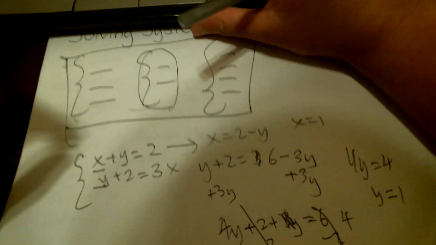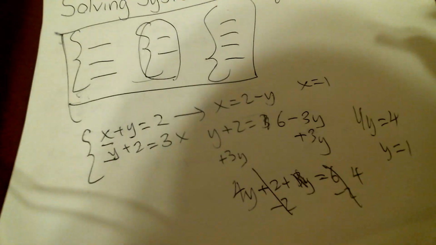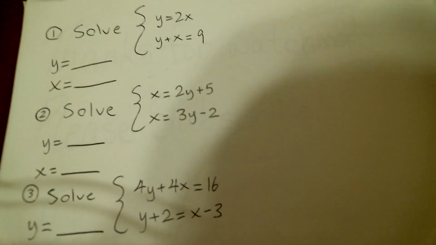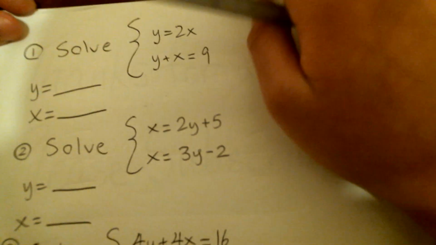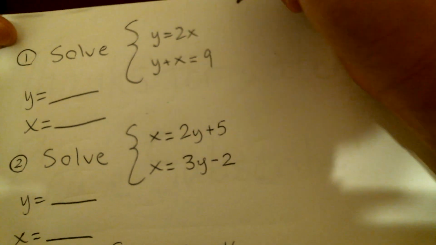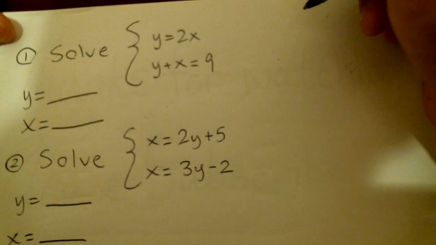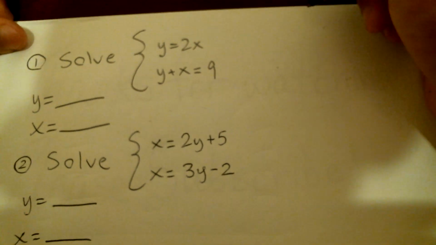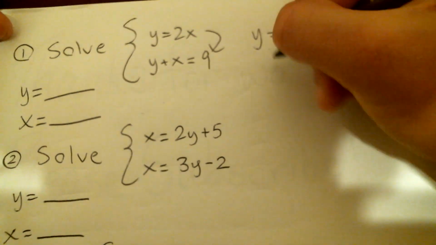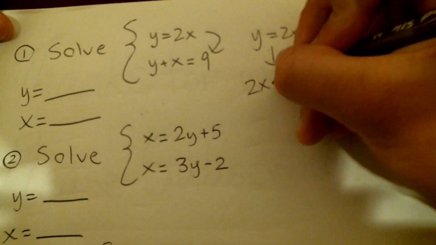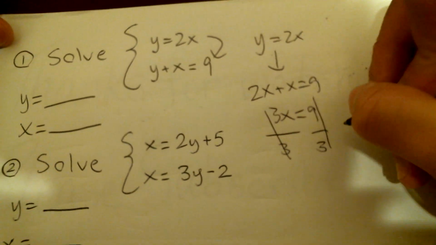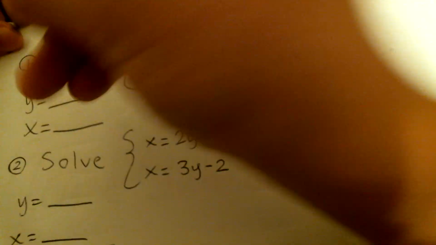Alright, so let's try some practice problems to see how to solve these. Let's do the first one, which is to solve y equals 2x and y plus x equals 9. So y equals 2x, we can plug into this equation, giving 2x plus x equals 9. 3x equals 9, dividing both sides by 3, we get x equals 3.